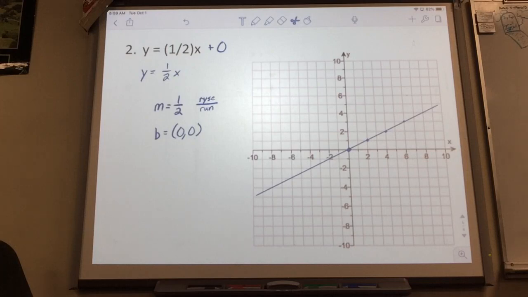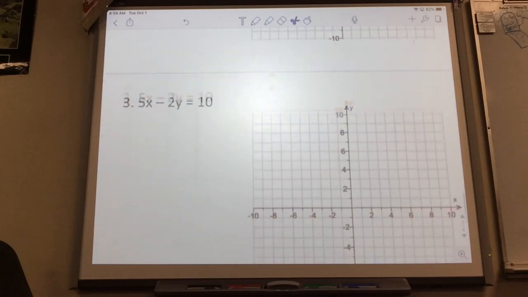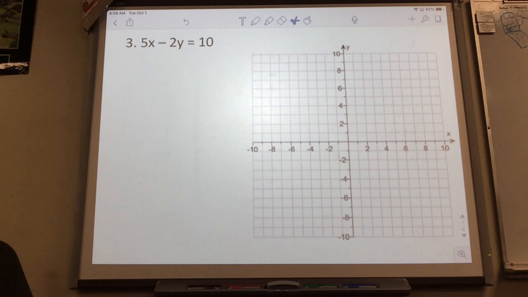The y-axis goes up and down. Okay, 2 more. Okay, so this is not in y equals mx plus b form, so we have to undo the addition or subtraction first. So subtract 5x from both sides of this. Okay, that goes away over on the left side, so then we have negative 2y equals negative 5x plus 10.